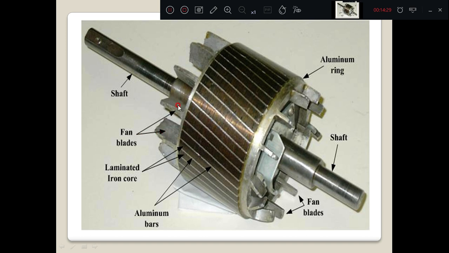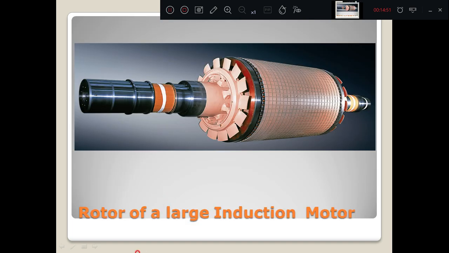Then there are fans also attached to the rotor body for cooling purposes. It is a shaft, and it is a laminated core. What we are seeing here, this brown part, is the laminated core. Then you can see these are the aluminum bars as conductors. This is the total assembled squirrel cage induction motor. You can see these are the end rings. This is one end ring, this is another end ring. These are the conductors placed here.